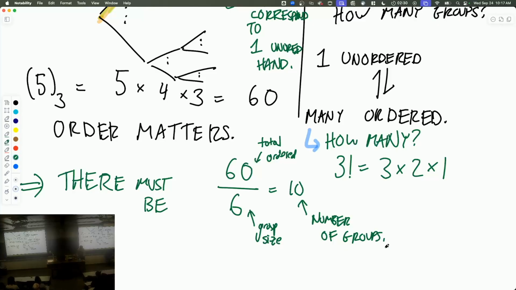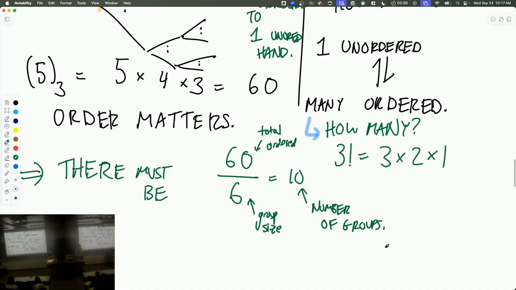So there's 10 hands you can get where order does not matter, because there's actually 60 ordered ways, and they come in groups of size 6. The groups of size 6 was 3 times 2 times 1. That was the first problem we did. This thing, like the other things, is so important it has a name.